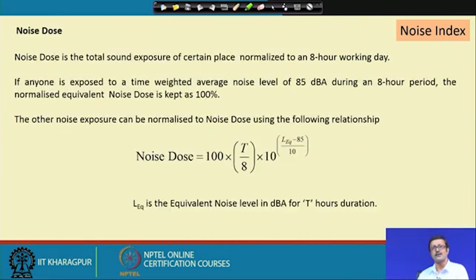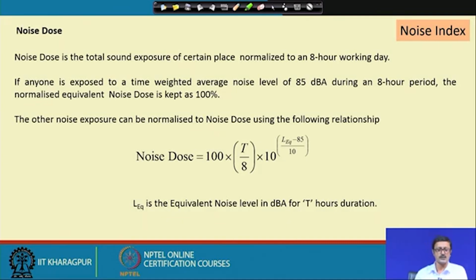Then next is the noise dosing. This is also very important, sometimes very important from the industrial noise point of view. The noise dose is defined as how much noise and for what time duration. Both are taken together for a particular level.